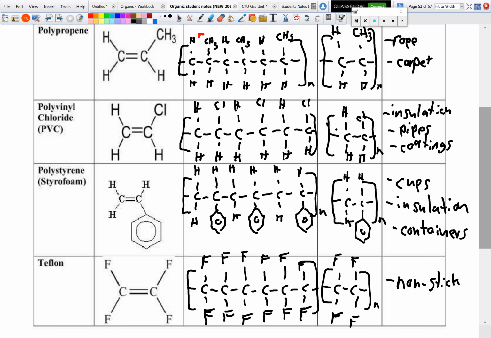That's how we do our addition reactions. Just make sure that you break the multiple bond and then join all the monomers together.